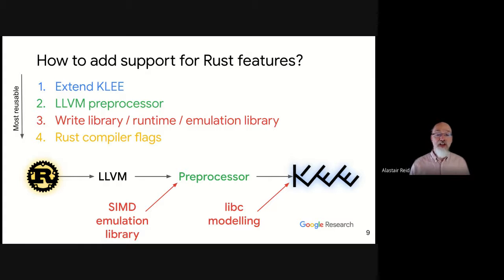We also wrote libraries to fill gaps in KLEE's libc support and also an emulation library that our preprocessor can use to replace vector intrinsic operations with calls into our emulation library. And of course, we sometimes had to use Rust compiler flags to make sure that everything is being built via LLVM.